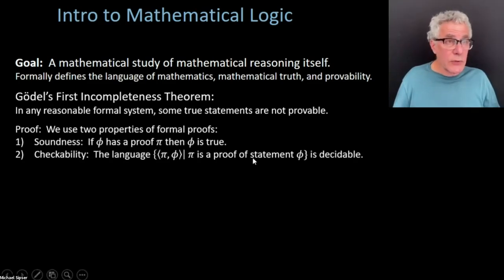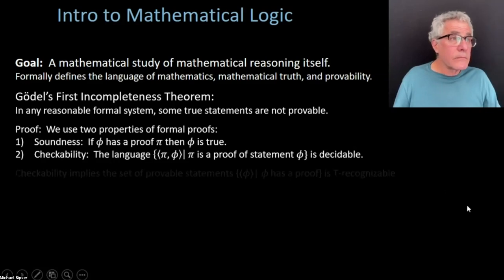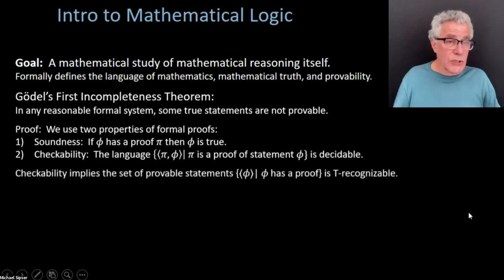Your proof checker can say, yes, it's valid, no, not valid. And that's something you can do by algorithm. Okay, so those are the two assumptions that we're going to make about our system of proofs, and that's all we're going to need.